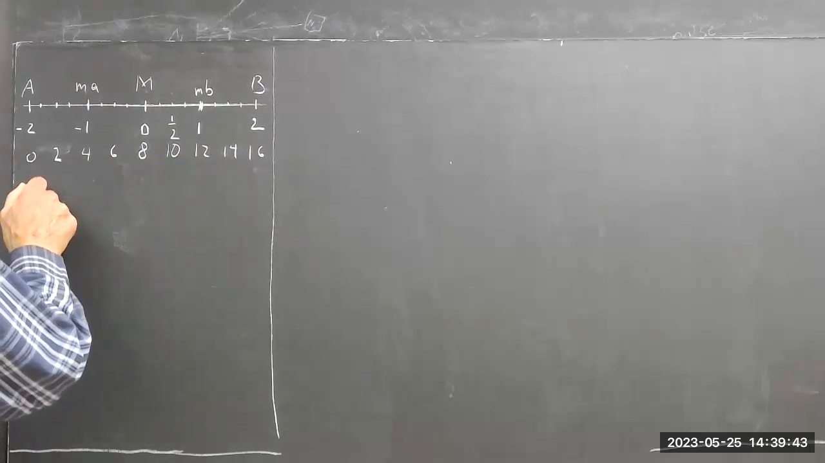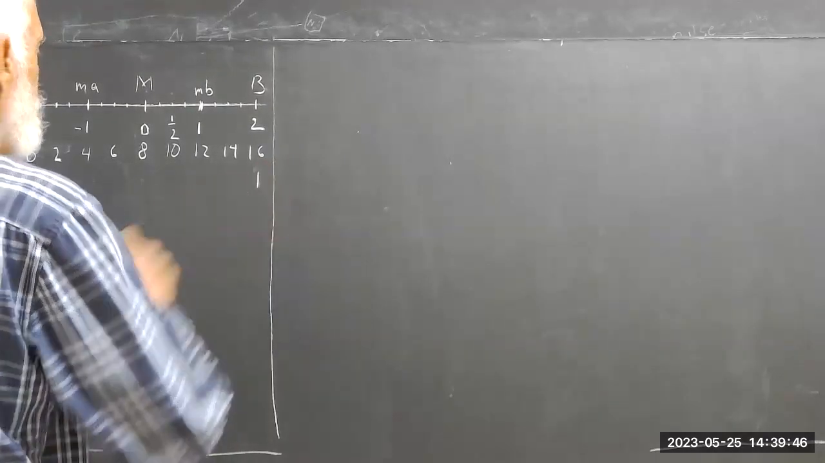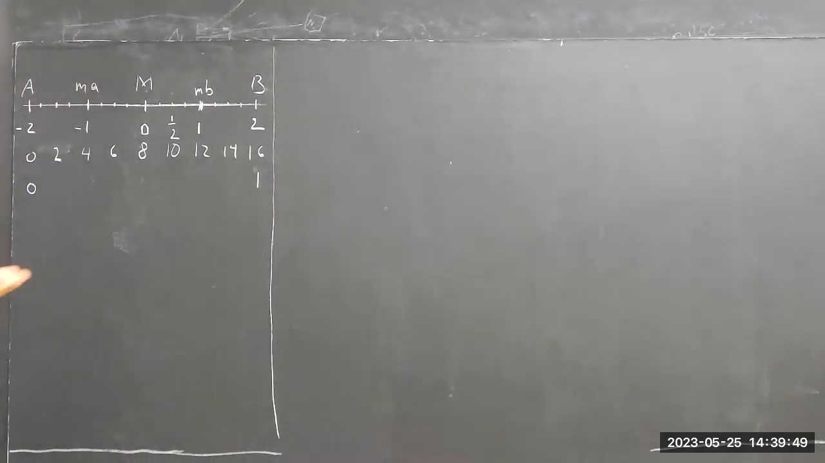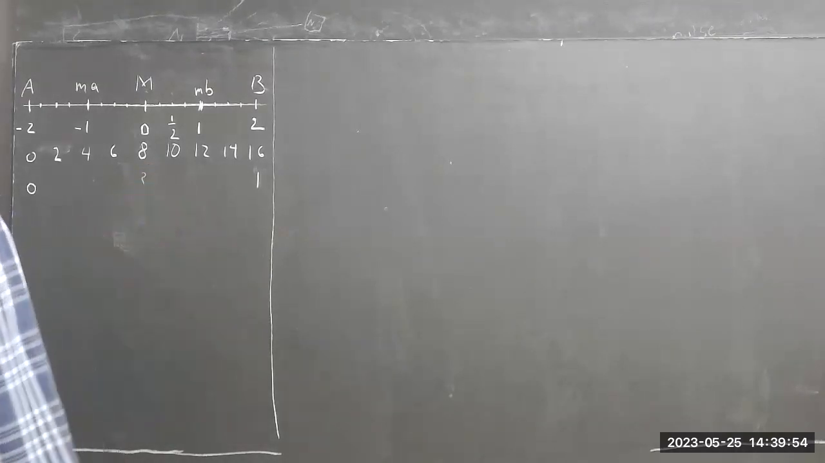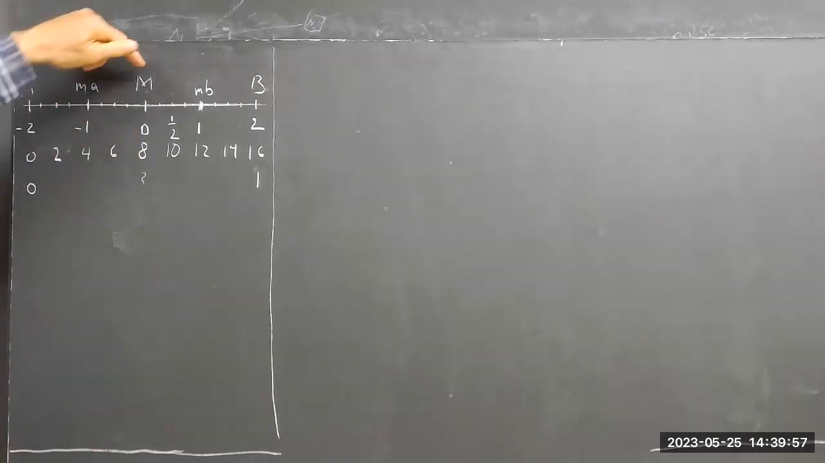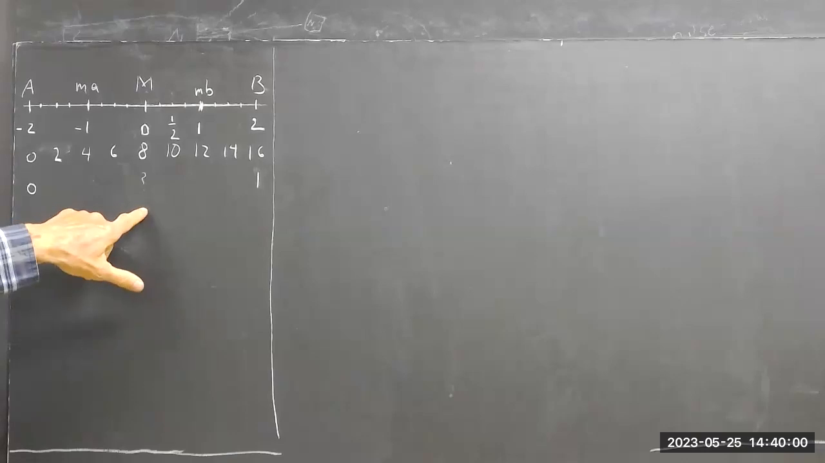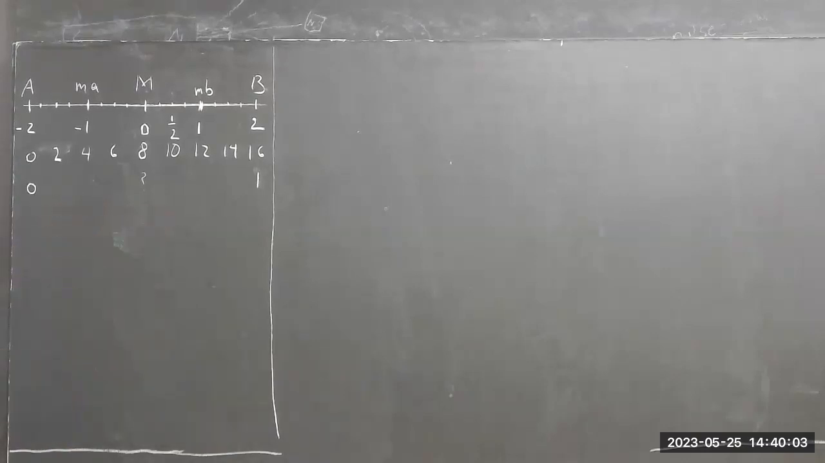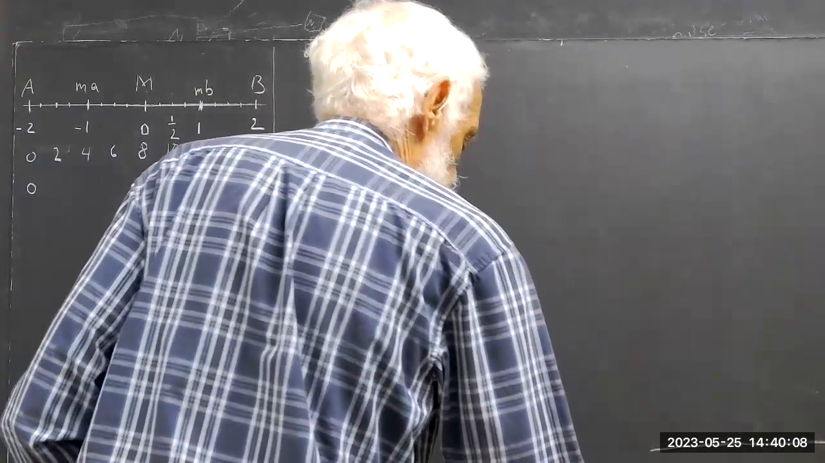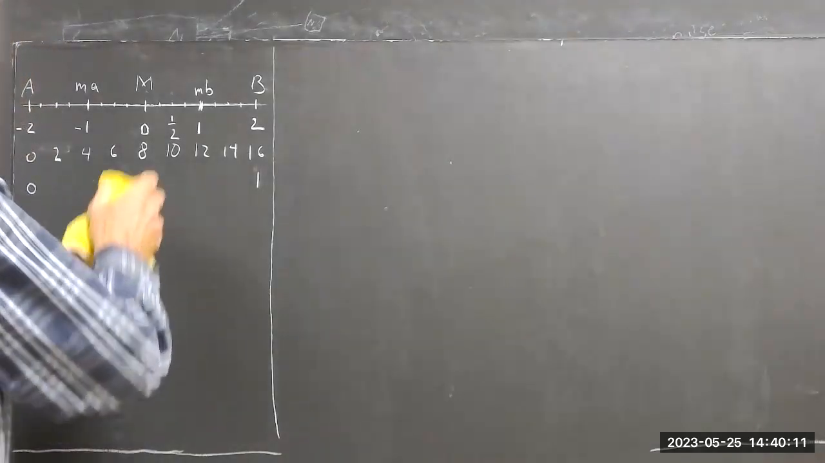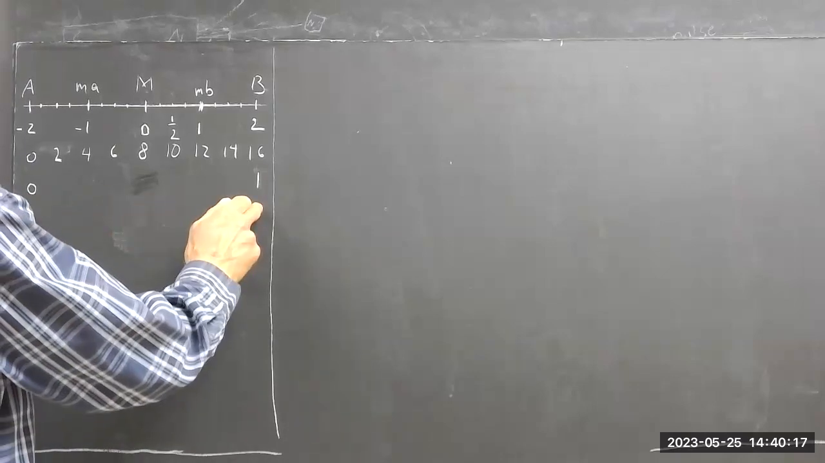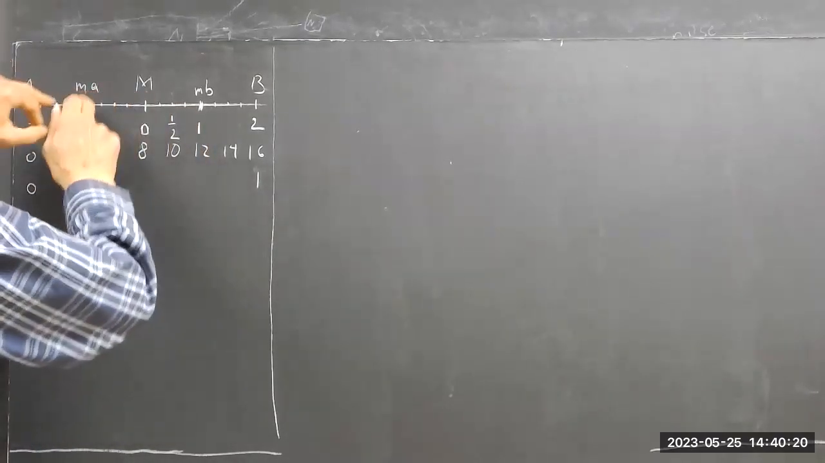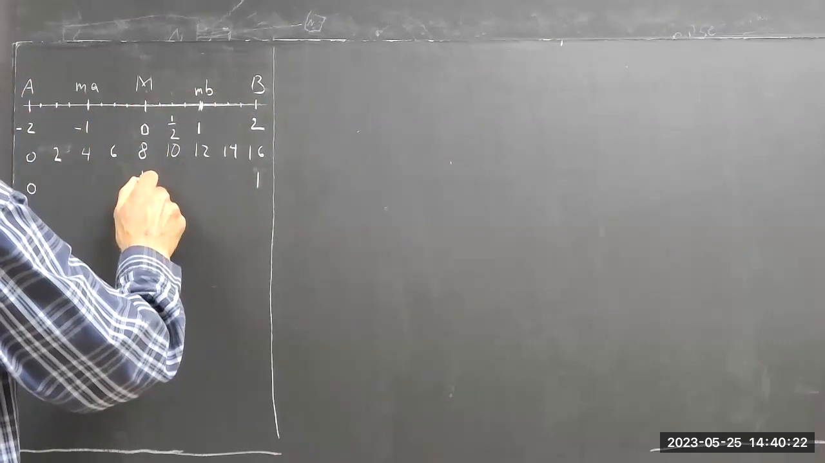Let's try it with 0 and 1. Well, let's just start with what number goes here under M. Okay. What number would we put here? Think about that for a second. Okay, well, if this is 0 and this is 1, this is halfway between here and here. It's the midpoint between A and B. So that's going to be 1/2.